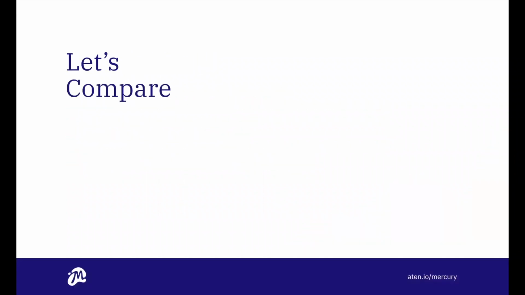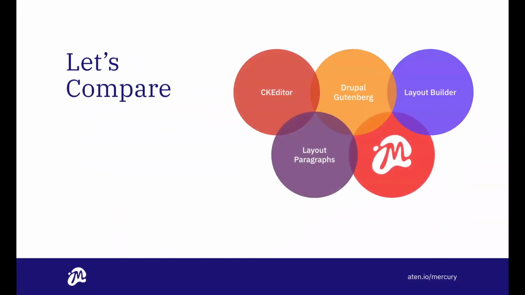Okay, as I said, I want to compare just a few editing tools that are already out there in Drupal, kind of talk about where I think Mercury sits. So this is by no means comprehensive. I'm just going to talk through 5 different tools. CK Editor, which of course is the de facto text editor or WYSIWYG editor for Drupal. We'll talk about Drupal Gutenberg, which is a port of the de facto WordPress editing solution. I'll talk about Layout Builder, Layout Paragraphs, and finally Mercury Editor.